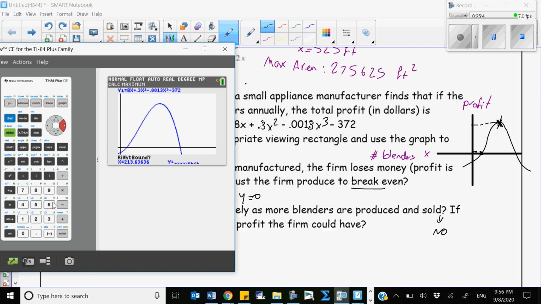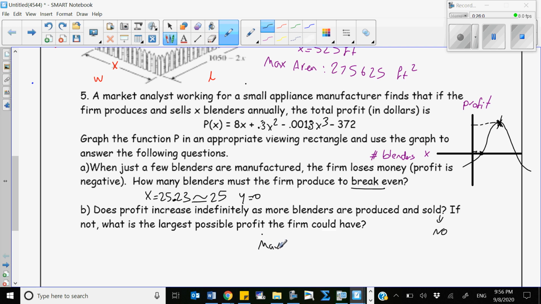This is good. And then on the top of that, enter. So if I produce almost 166 blenders, then my profit will be 32.76. So maximum profit will be 32.76 if the number of the blenders is almost 166.